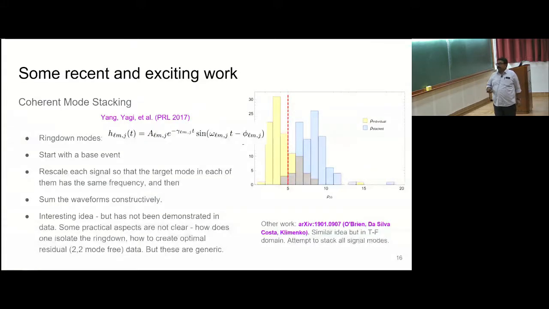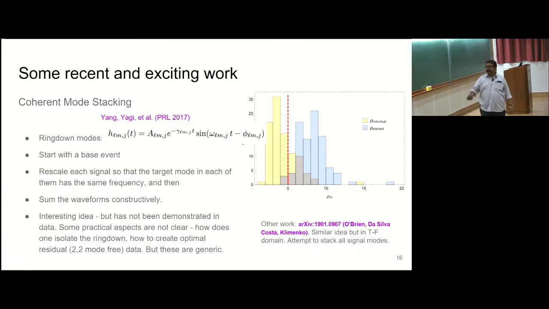It's a very interesting idea, I think, but this has not been demonstrated in data. And of course, there are some generic practical issues which are not very clear how to implement. For instance, there are issues of how to isolate the ring-down. Of course, there are many thoughts on that. How to create optimal residual data.